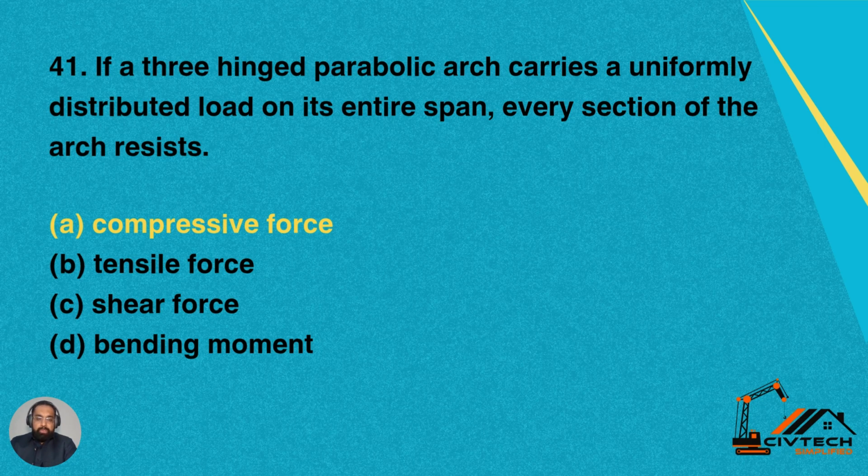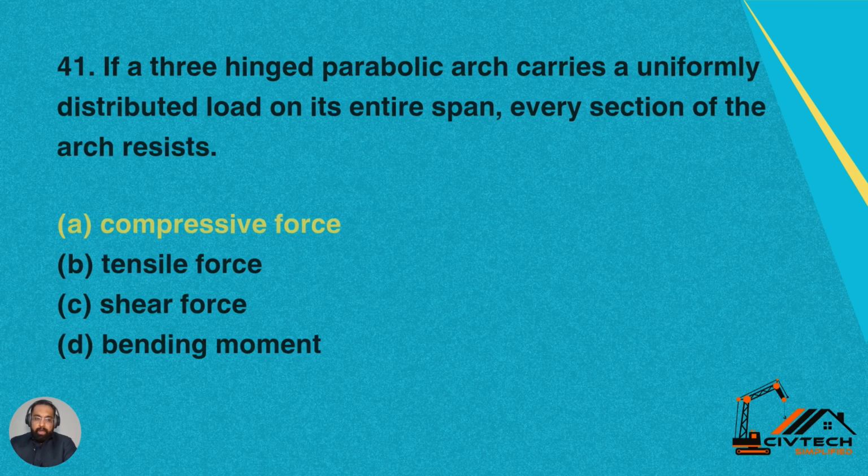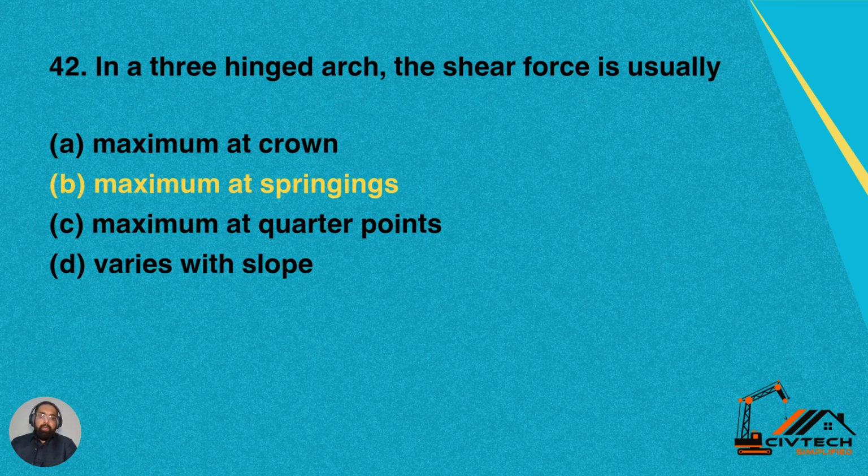41. If a three-hinged parabolic arch carries a UDL, uniformly distributed load, on its entire span, every section of this arch resists option A, compressive forces; option B, tensile forces; option C, shear forces; option D, bending moment. So every section of the arch resists compressive forces. A is the correct option for this question.